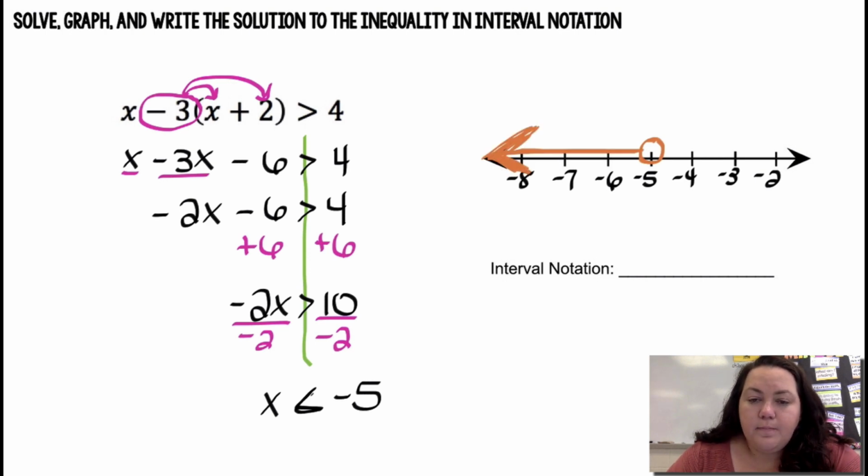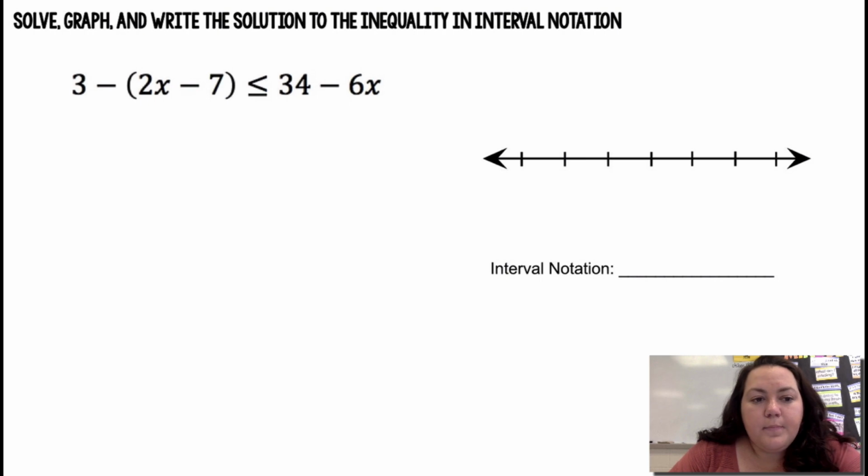And I'm going to shade to the left. It's everything less than negative 5. Again, because my inequality sign was first, it kind of makes an arrow telling me which way to shade. And then for interval notation, I'm going all the way from negative infinity to negative 5, and I'm not including either one, so I'm going to use parentheses.